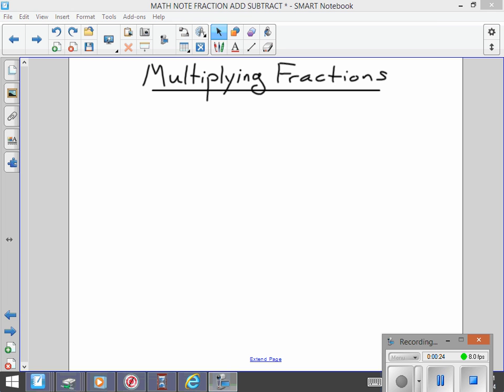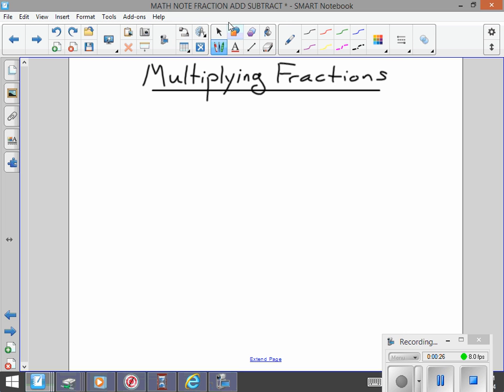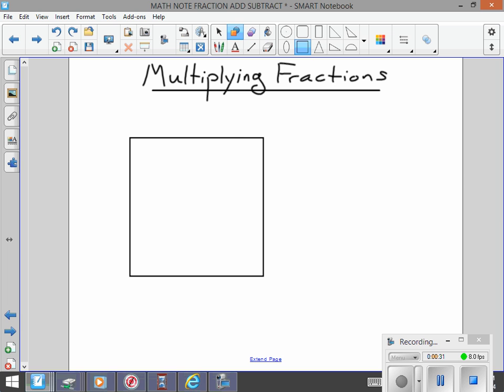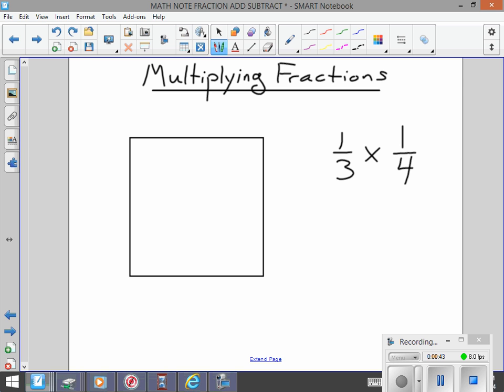So I'm going to start out with a little visualization. I think this, well, it helps me anyway, understand a little bit better. So let's do a real easy example. Let's say we were doing 1/3 times 1/4. Okay, so let's try to draw this. We're going to start with the 1/3.